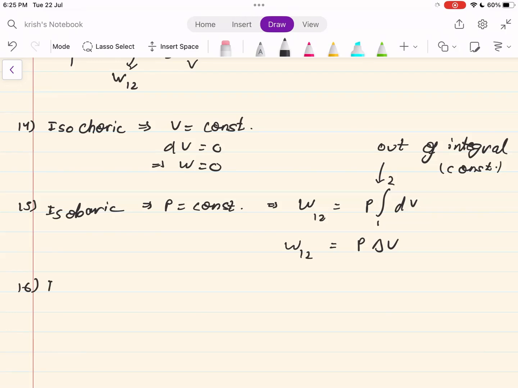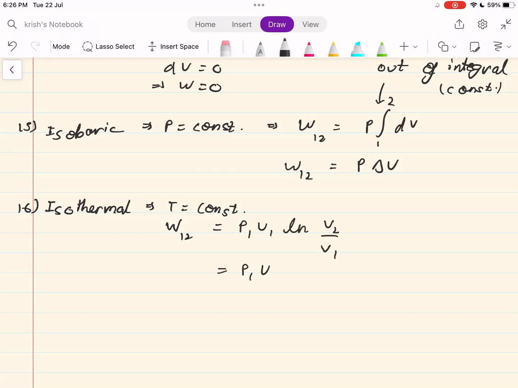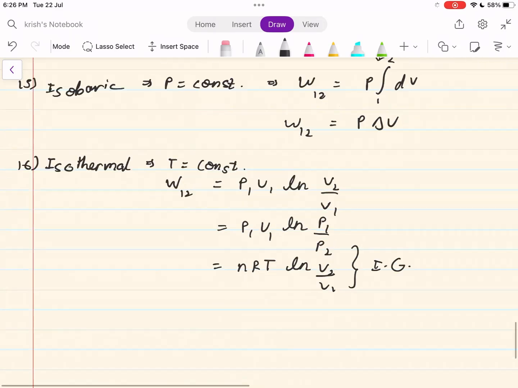Then we have isothermal process. Temperature is constant. For this, the formula is P1 V1 ln V2 by V1, or P1 V1 ln P1 by P2, or nRT ln V2 by V1 in case of ideal gas.